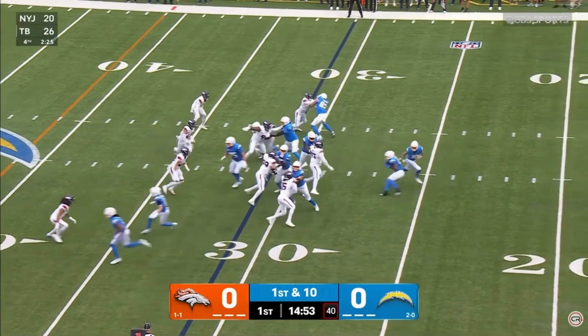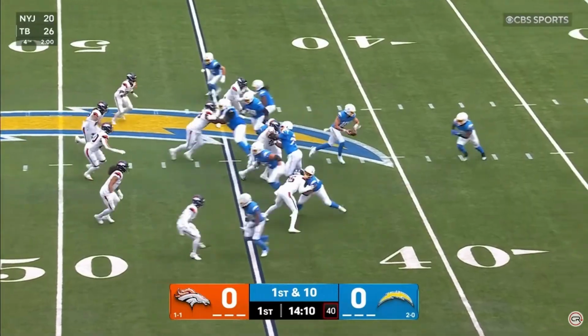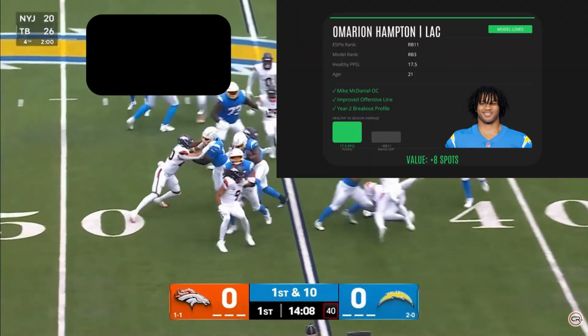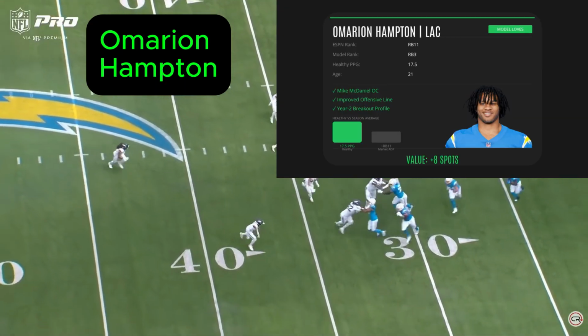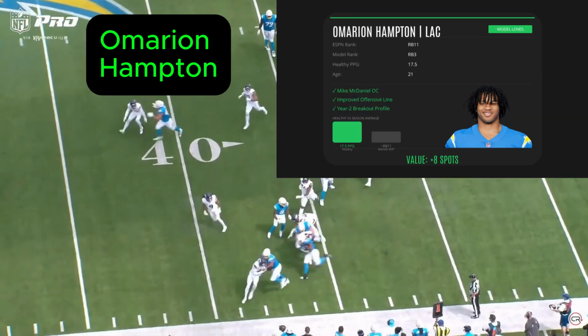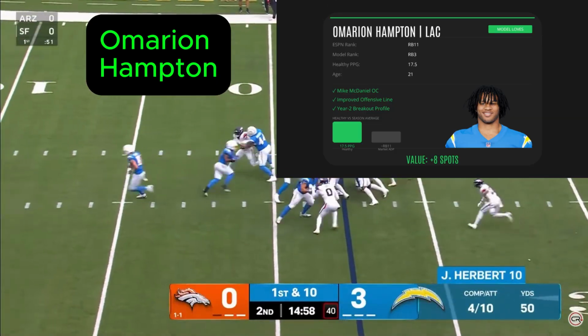Now, I want to talk about who the model and I think is the most undervalued player going in the top 20 running backs. And that's Omarion Hampton. Omarion Hampton right now is going as the RB11 on ESPN and is being picked in around round 2. And if you look at last season, you might question a round 2 pickup for Omarion Hampton. But this is where you'd be wrong.